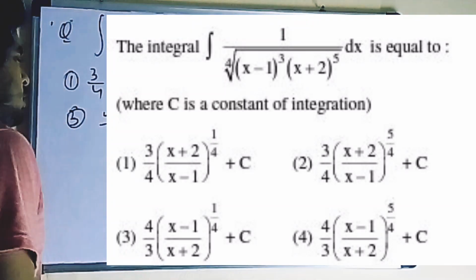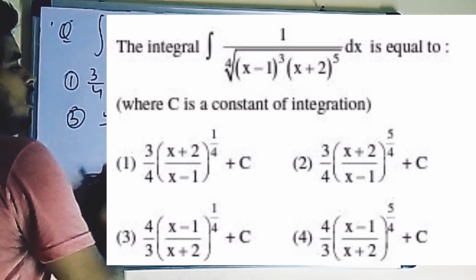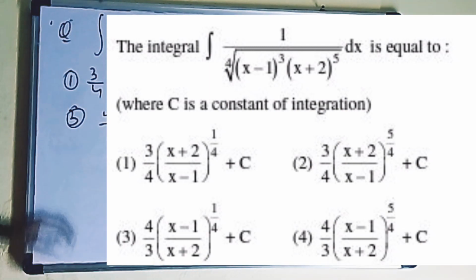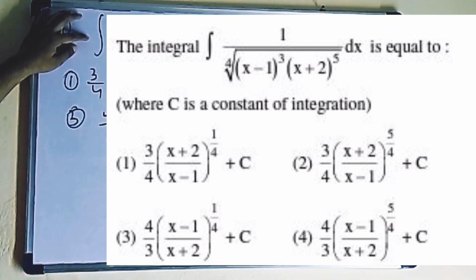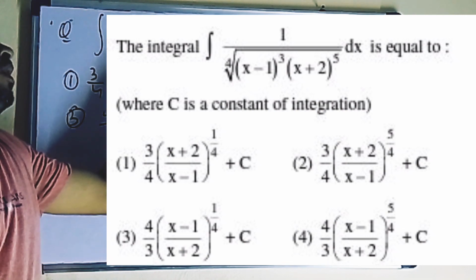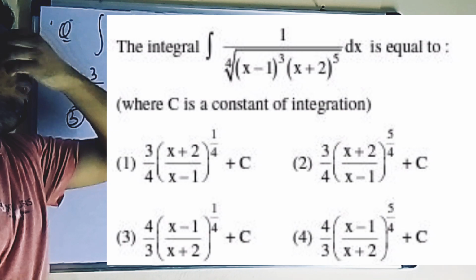Read the question on the screen, then think about how you can do this question. The question is the integration of 1 by the fourth root of (x minus 1) whole cube times (x plus 2) whole to the 5, dx.